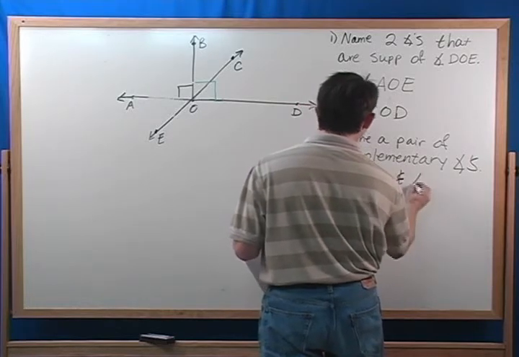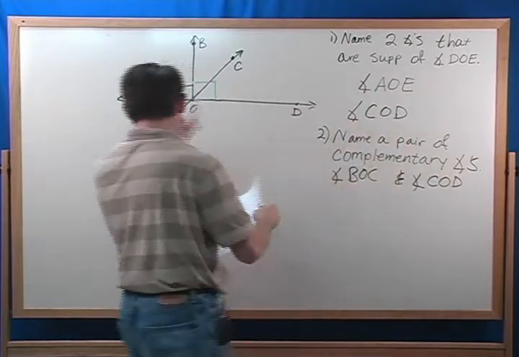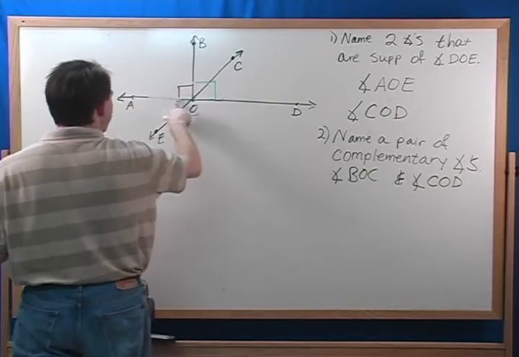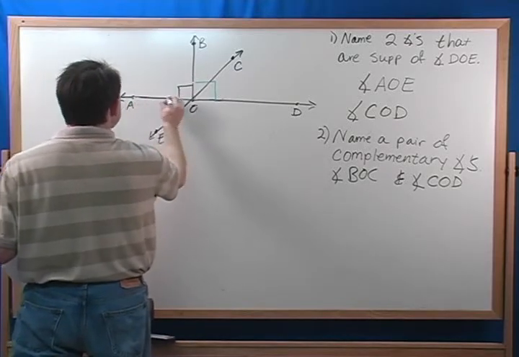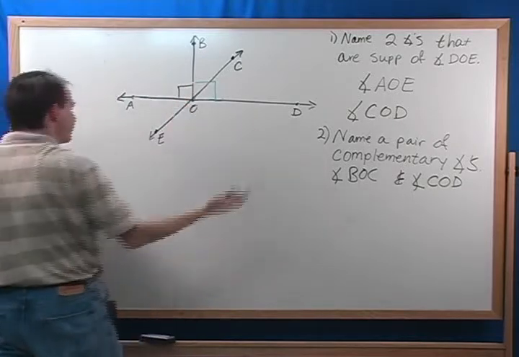and angle COD. Now let me walk through that one more time because that's confusing. The only thing I was given in the drawing is that this angle was 90 degrees. But that doesn't really help me directly because I'm trying to find two angles that add up to 90 degrees.